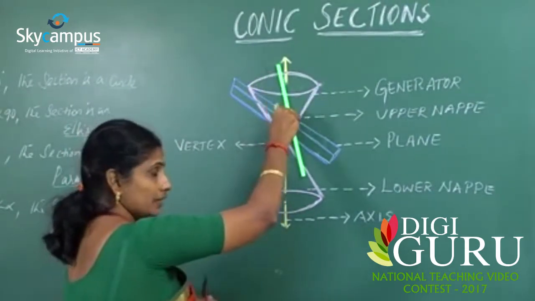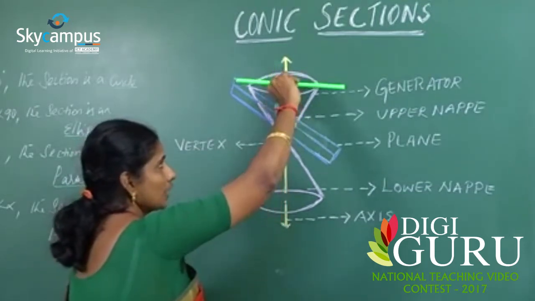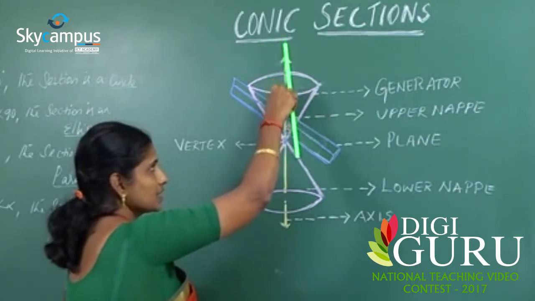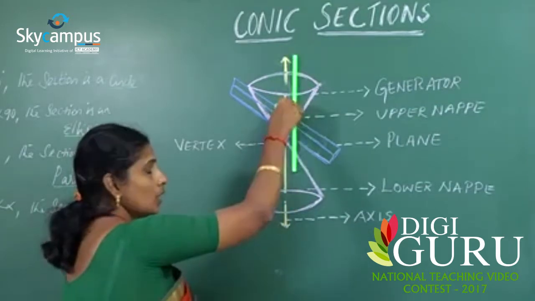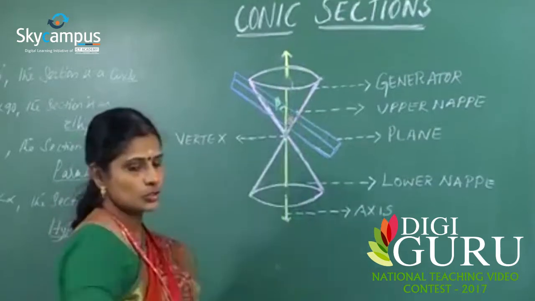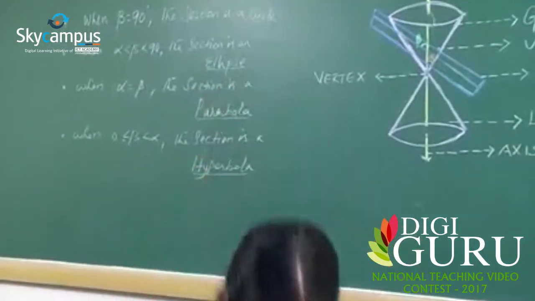Now the angle is greater than or equal to 0 but less than alpha. Accordingly I have to change that angle, which is greater than 0 but less than alpha. Definitely the plane will be cutting both the nappes, that is both the cones. Let me show that. What about the section which we are going to get now?